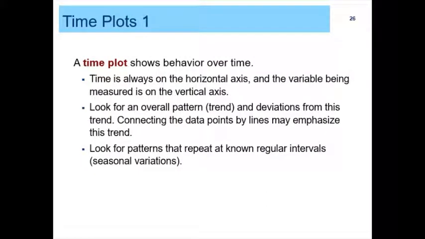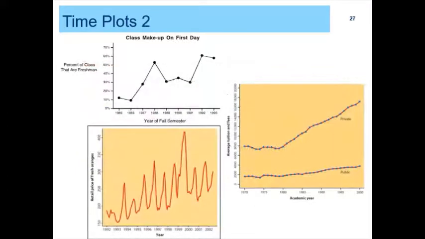Now we can talk about the time plot. A time plot shows behavior over time. Before understanding this, we should first see an example of a time plot. A time plot looks like this. Here we can see that data has been collected in different years, and we are seeing the distribution of that data over that particular time frame. So these are called time plots. Now you will be able to understand.